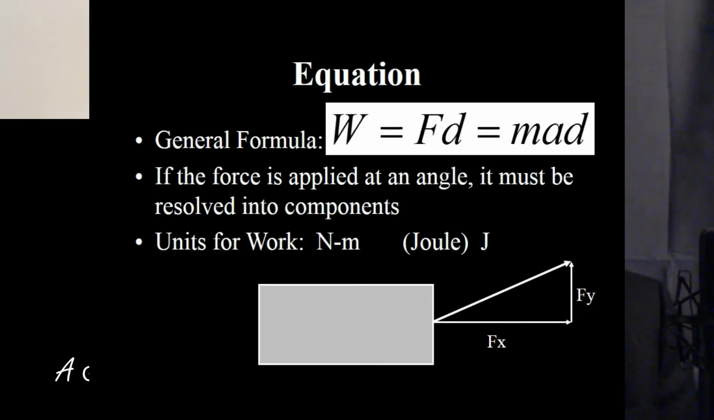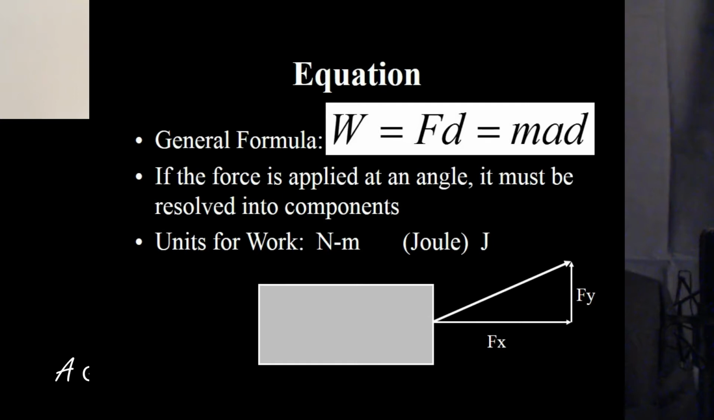Now we do have to discuss the unit. Force is newtons and distance is going to be measured in meters. Now since force is a vector and distance is not, work is going to be a vector quantity. We're going to have to worry about the direction that work is being done.